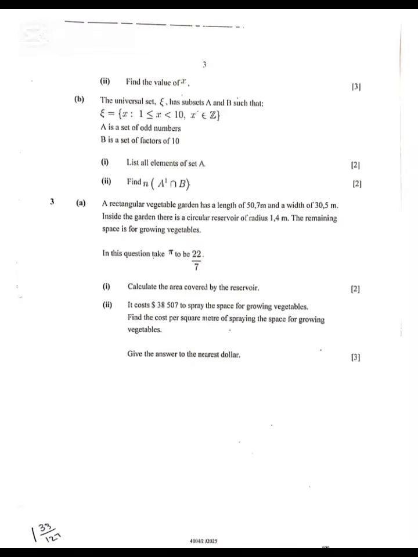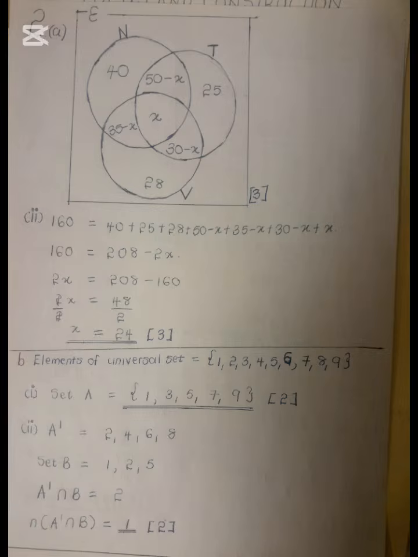It is saying the universal set has subsets A and B such that the universal set is having the elements from 1 to 9. We are not going to include 10 because it is strictly less than 10. So we are going to list down all the elements of the universal set from 1 to 9. And then the set A is a set of odd numbers, we have 1, 3, 5, 7, and 9. Make sure that you list all the odd numbers for you to get all the marks.